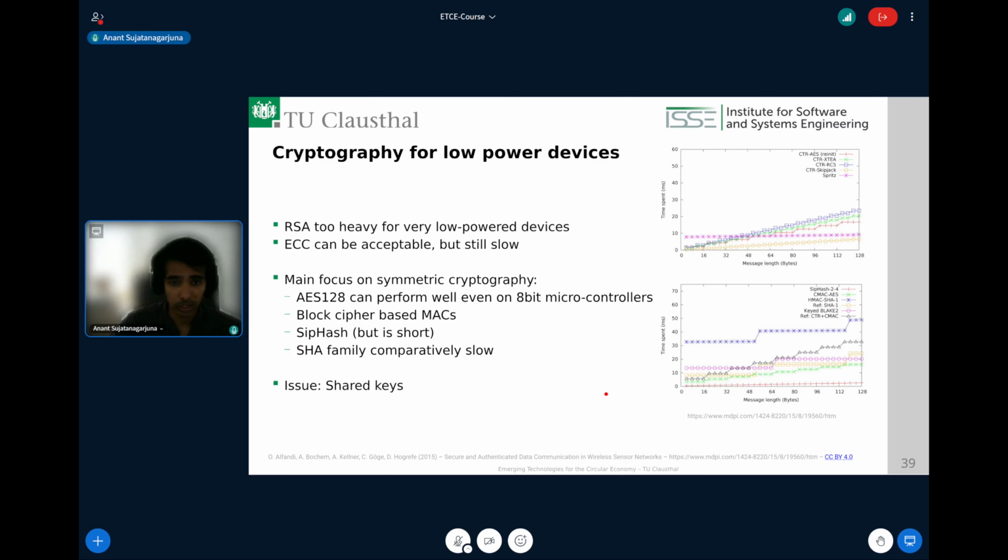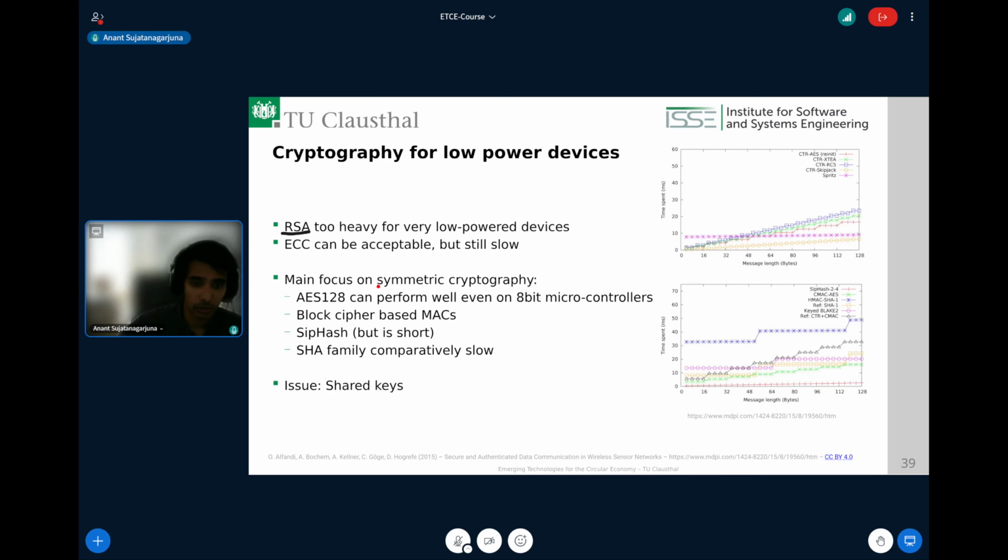A tiny detour to cryptographic protocols. You don't need to understand the details of how these work. But in general, the RSA protocol, which is one of the first asymmetric encryption methods, is kind of a bit too heavy for low power devices like edge devices as well as tiny IoT devices. You can also use elliptic curve cryptography. You can do RSA using elliptic curve cryptography, and it can be acceptable but still slow. Maybe you can use this on the edge device but not on your IoT device.